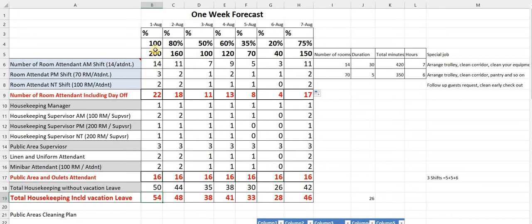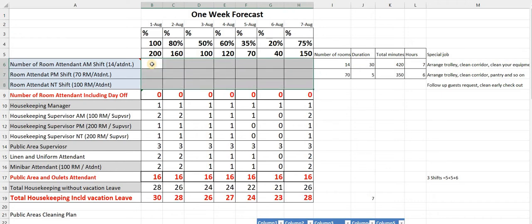So for a hotel of 200 rooms, you need 14 room attendant to clean 200 rooms. When you have 40 rooms only, you need around 3 employee only. So you divide 200 by 14 rooms, you get 14 attendant. I will explain to you how this formula work now.